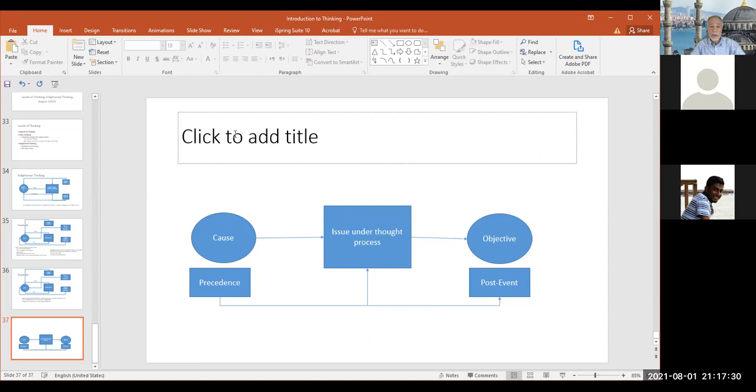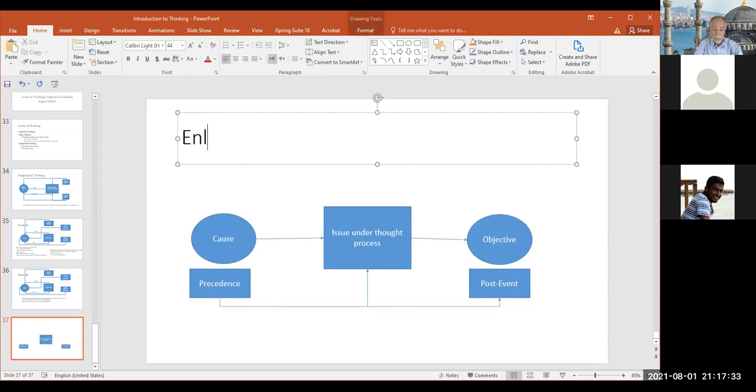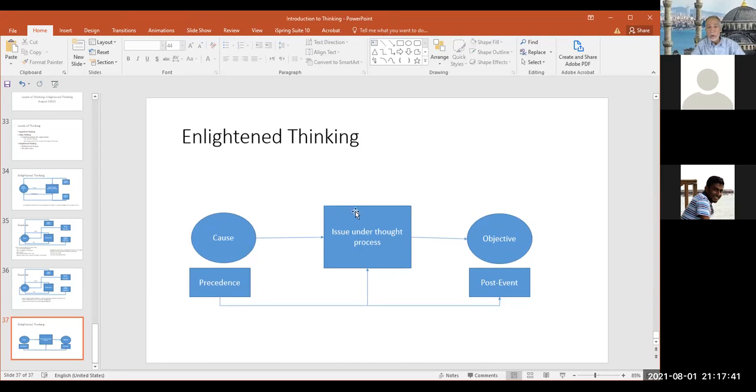So the enlightened thought now, enlightened thinking, will make use of not only the event itself, but we look at the cause, what had caused the event to take place, or what has preceded the issue under investigation, anything that, and of course it must have a relation to it, and what comes after, or the post of the event, or post of this issue under investigation, or the objective, or the impact, or the effect. So all of these.